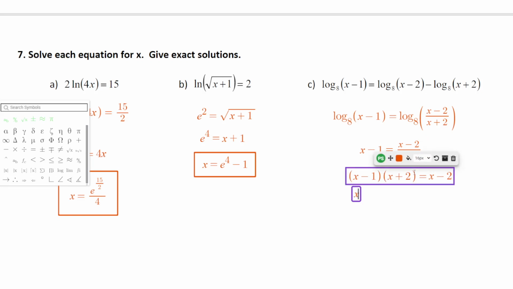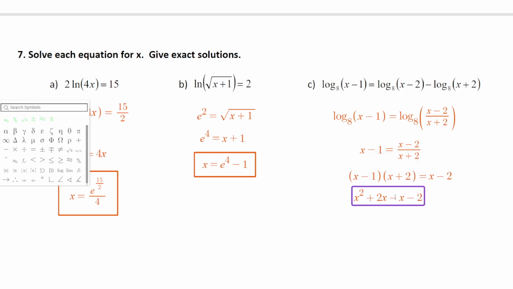X times x is x squared. X times 2 is going to be 2x. Negative 1 times x is negative x. And then finally, negative 1 times 2 is going to be negative 2. I can combine these two like terms here, the 2x minus x into just x. And so that's the quadratic trinomial I get when I multiply these two binomials. And it equals x minus 2.